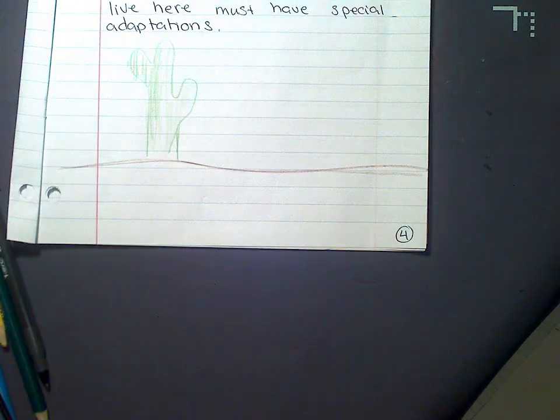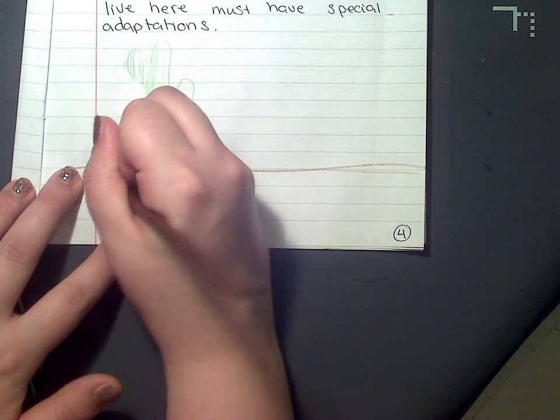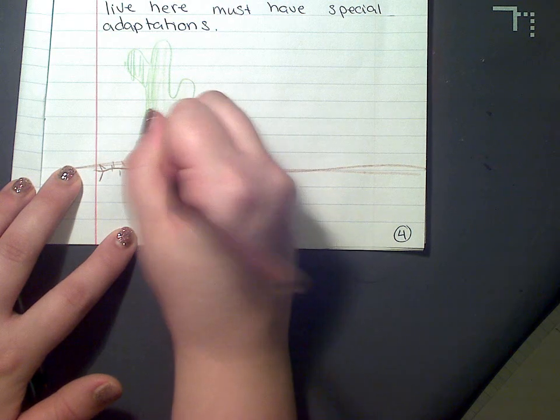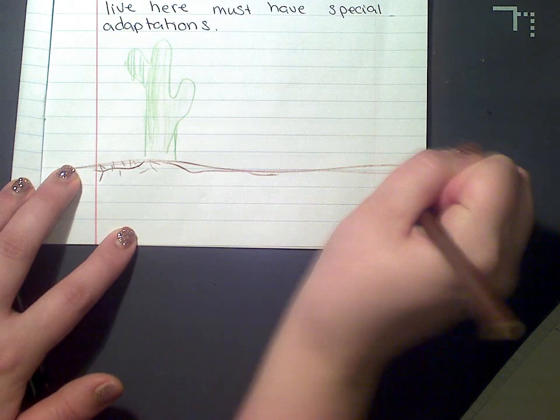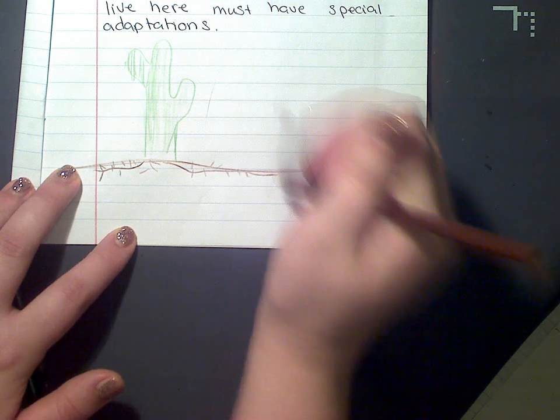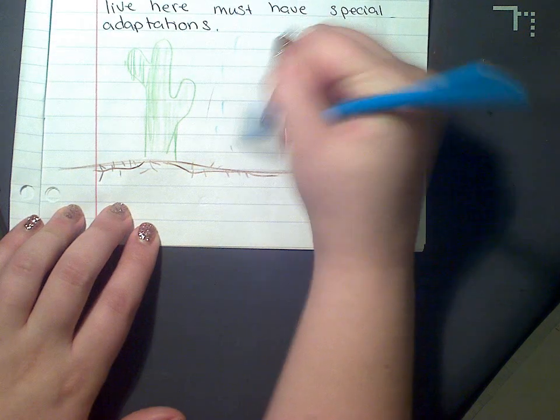And then the other thing is I'm going to go ahead and put the root system. Now, a saguaro cactus has these really long roots. They don't go very far underground. And they're almost as long as the cactus is tall. And it allows the cactus to pick up water when it rains. And so then I'm going to have it raining.